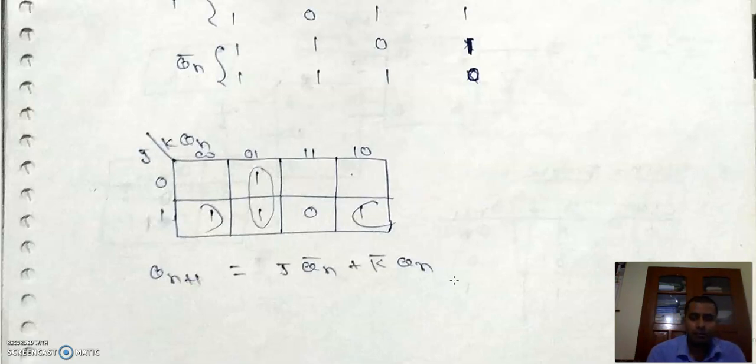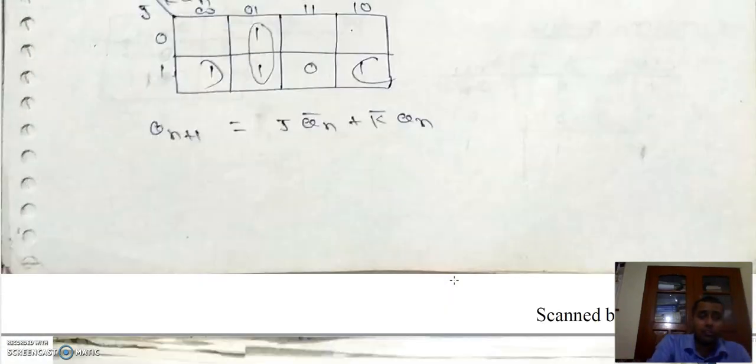And if we have one question: if Qn+1 = A·Qn bar + B·Qn, then what are A and B? A is equal to J, because with Qn bar we write J, and with Qn we write K bar, so B is equal to K bar. This type of question is asked in theoretical exams or competitive exams also.